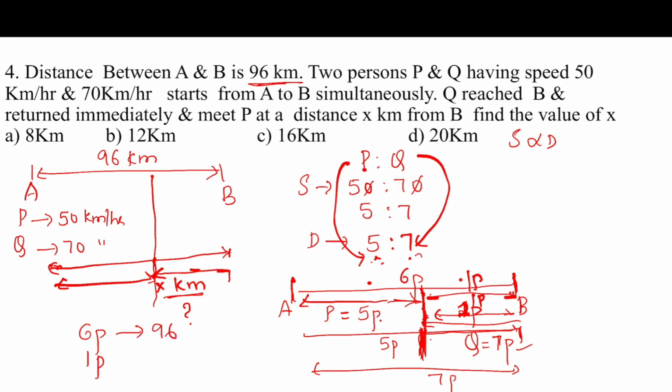Then what is 1 part? Because this much is only 1 part, isn't it? Because 5 plus 1 is 6 and again 1 he'll come back, Q, isn't it? That will be the 7th part of his. So 1 part is how much? 6 sixes are 36, so it is 16. So 1 part is 16. Therefore, we can say X is equal to 16 kilometers. Okay, option C is the answer.